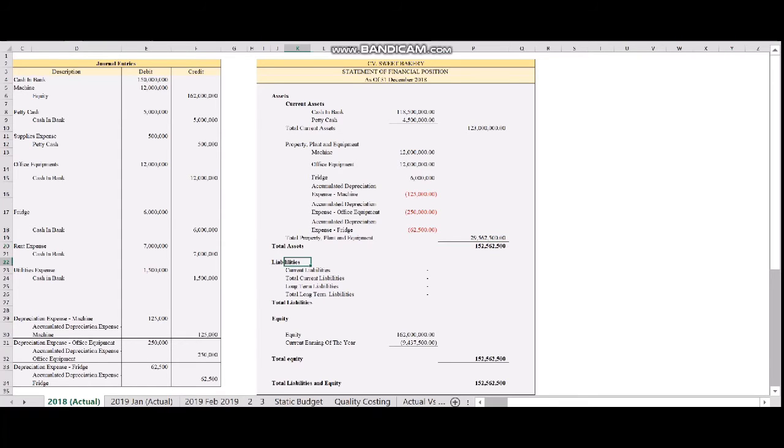Next is liabilities. But there is no liabilities for December 2018. And the last is equity. Equity less current earning of the year. You will find this balance in profit or loss. This is the total equity. It will balance with the total asset.